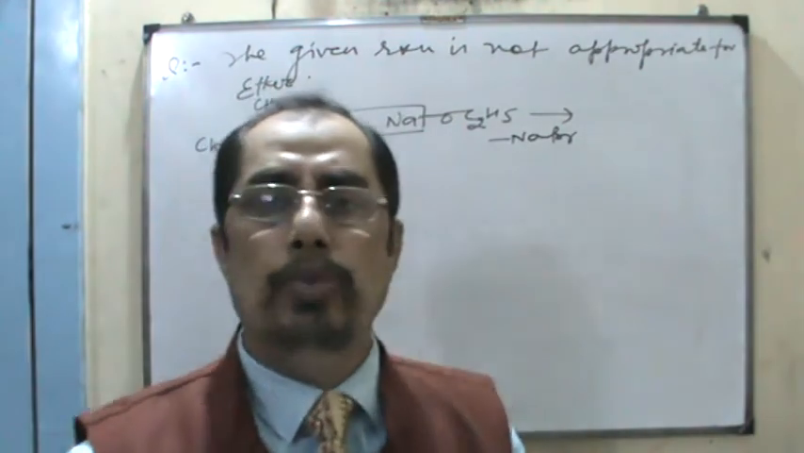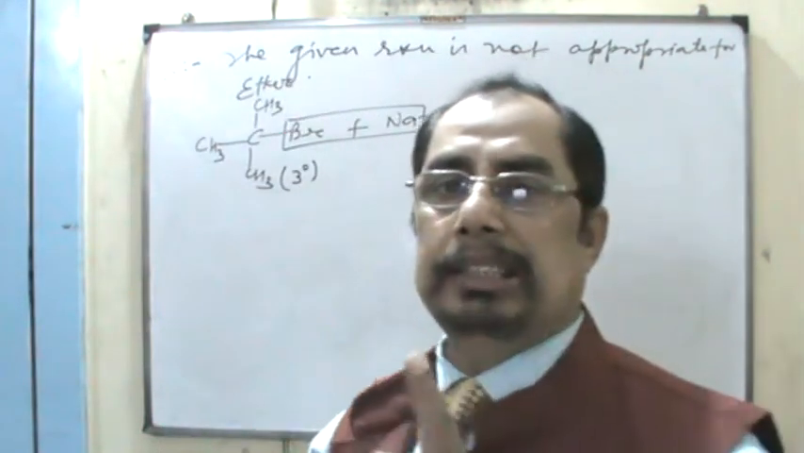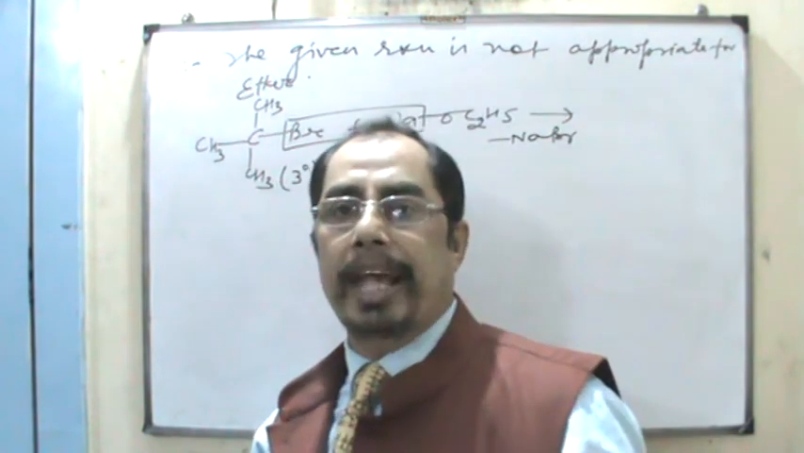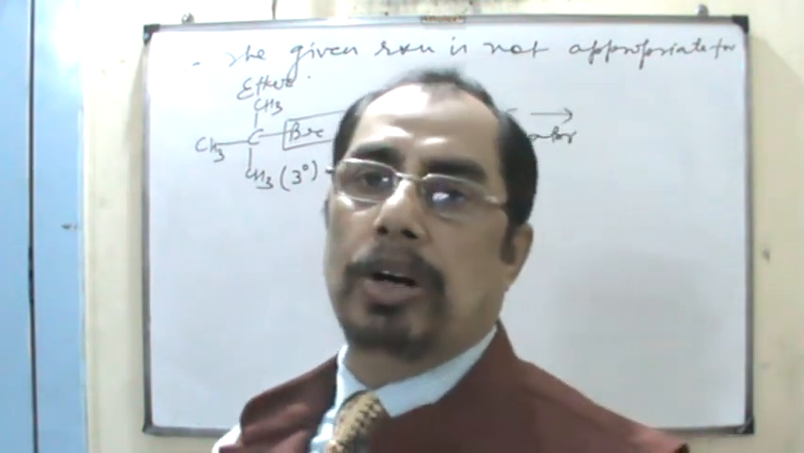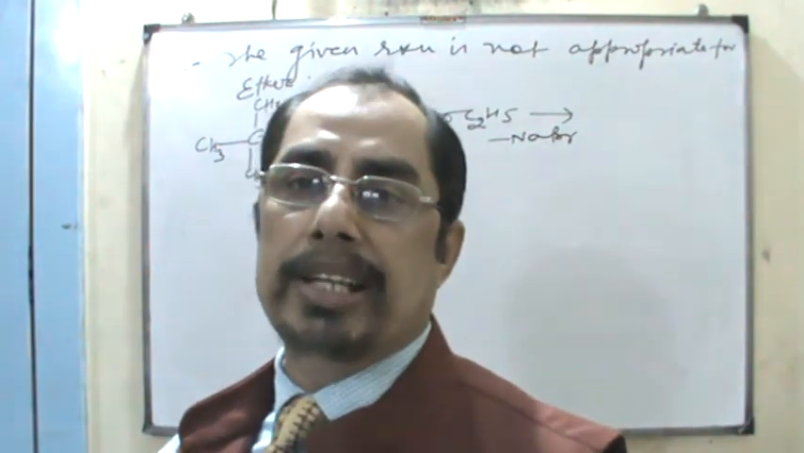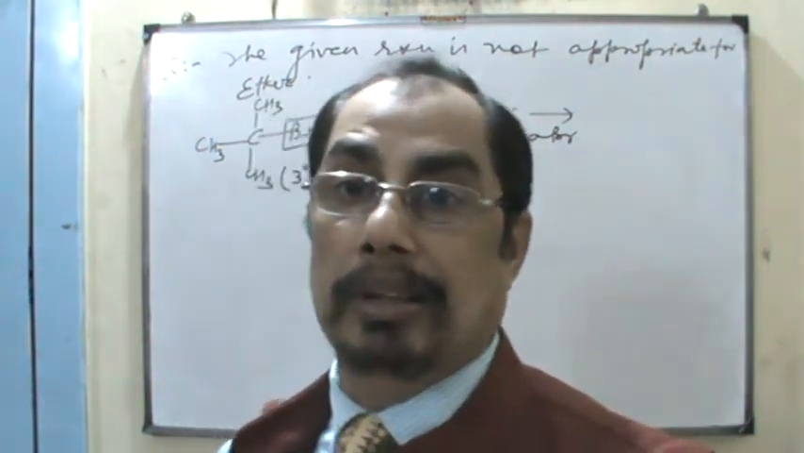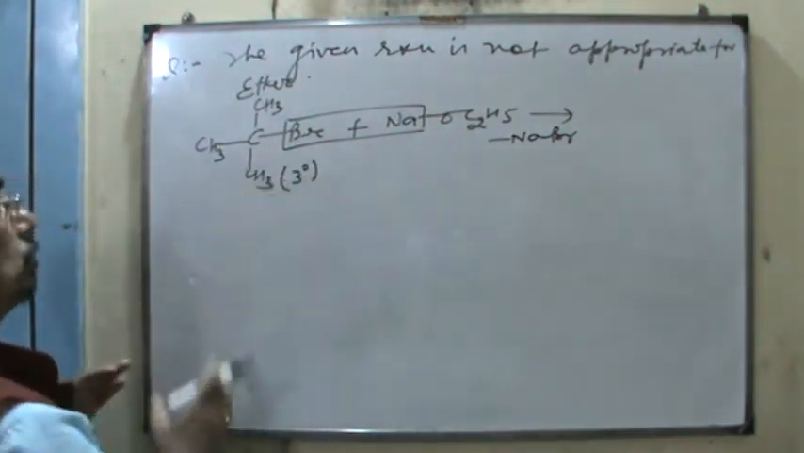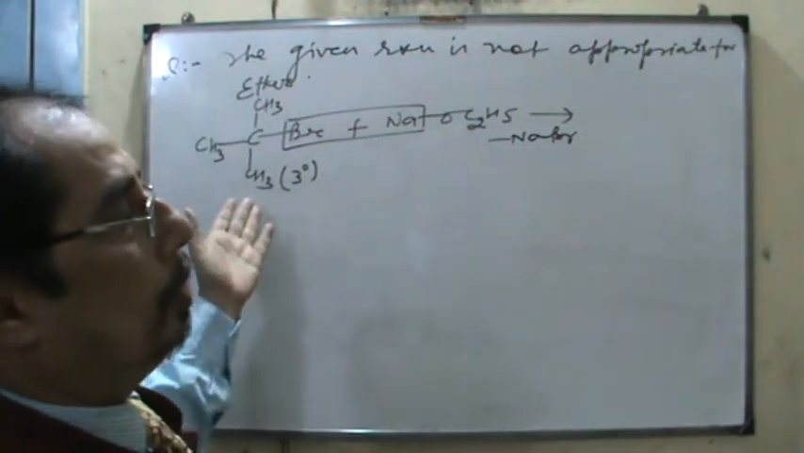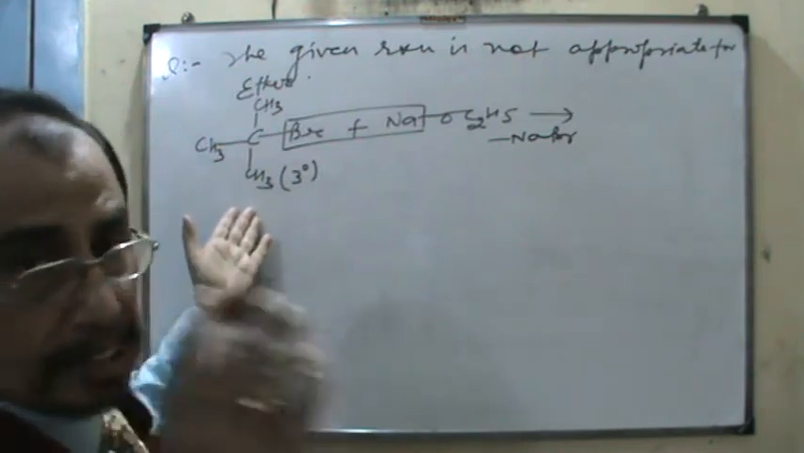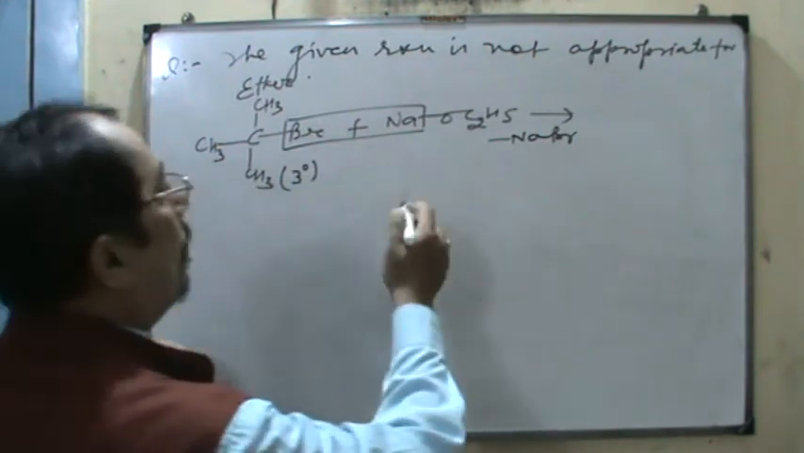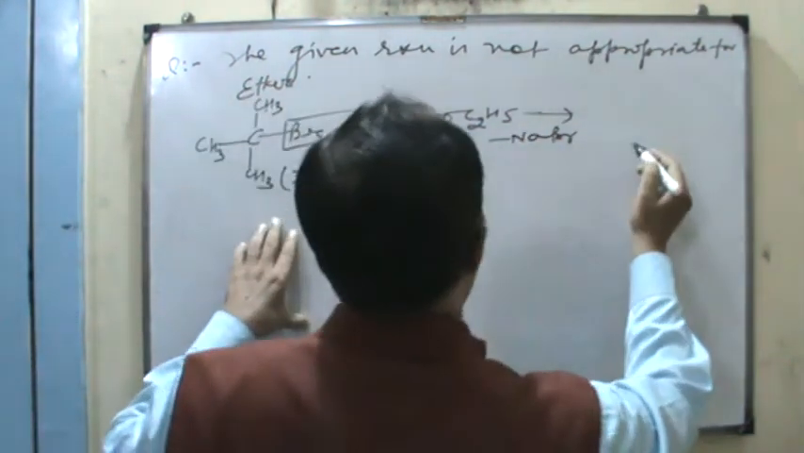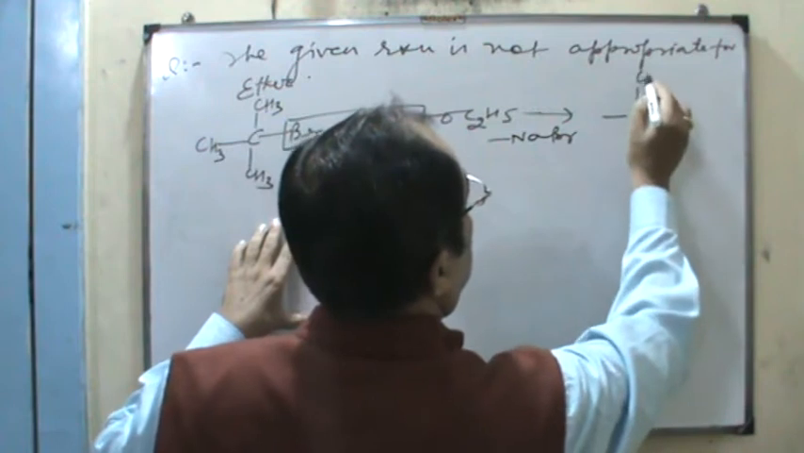You remember in Williamson synthesis, it is defined as when primary alkyl halides are made to react with sodium alkoxide to form symmetrical as well as unsymmetrical ether. But here, dear students, we have taken 3-degree halide. So is it some sort of violation of the Williamson synthesis?